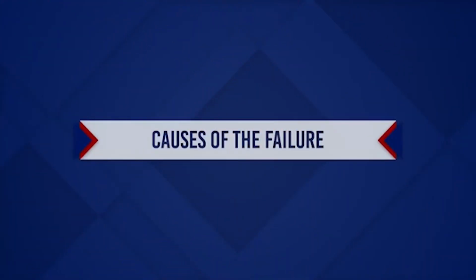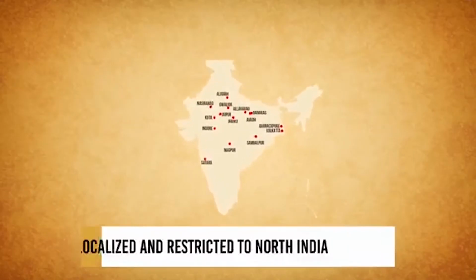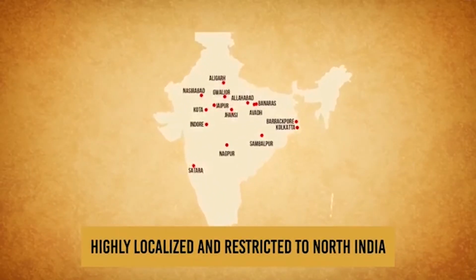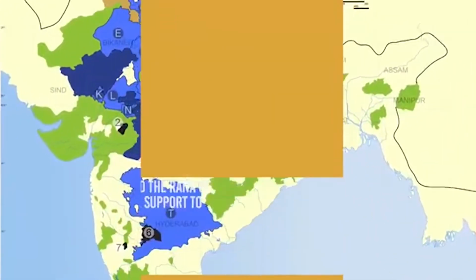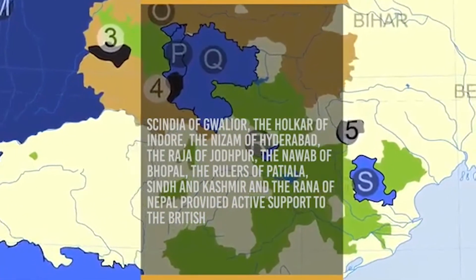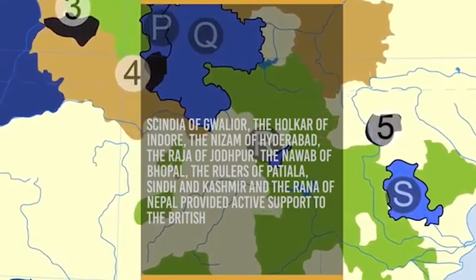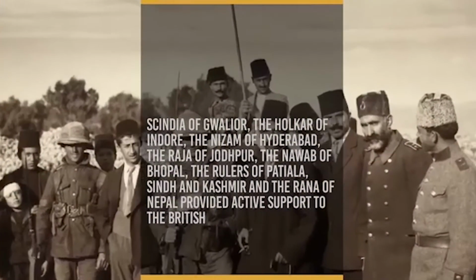The causes of the failure. The revolt was highly localized and restricted to North India. Regions beyond the river Narmada in the south remained largely undisturbed. The Scindia of Gwalior, the Holkar of Indore, the Nizam of Hyderabad, the Raja of Jodhpur, the Nawab of Bhopal, the rulers of Patiala, Sindh and Kashmir, and the Rana of Nepal provided active support to the British.